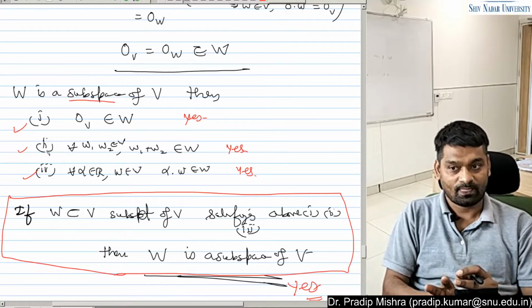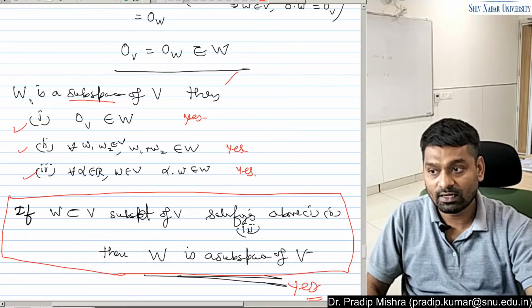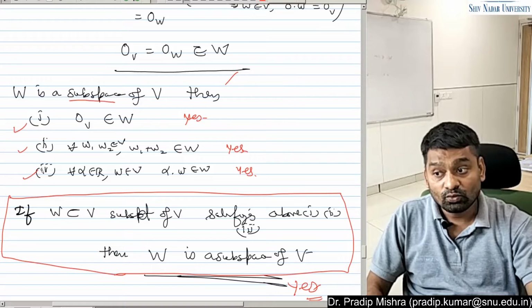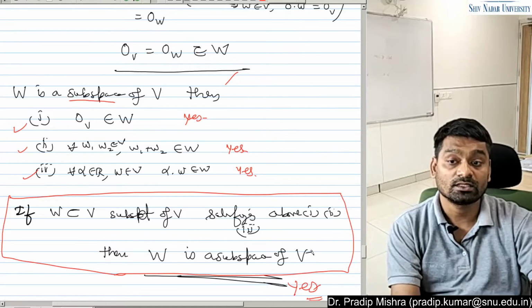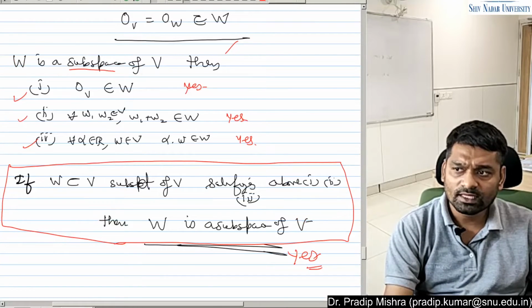The proof of this thing is very simple. One way we have proved already; now we have to prove this. If 1, 2, 3 are satisfied, then W is a subspace. So can you tell me what does that mean? If 1, 2, 3 are satisfied, then W is a subspace. What does that mean?